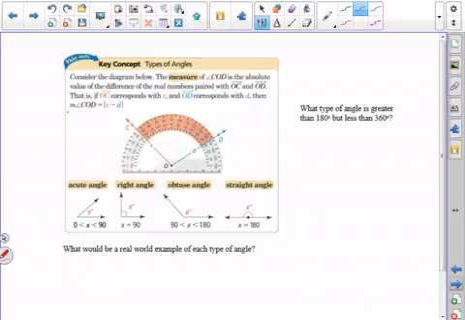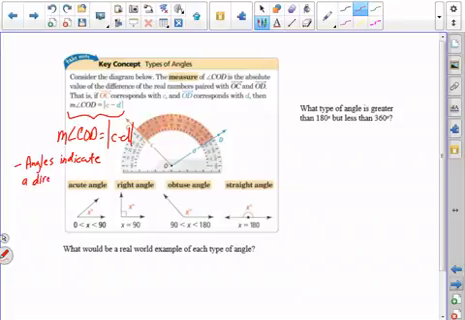Now I want you to pay attention to this bit right here, particularly the equal to part, where it's saying the measurement of angle COD is equal to the absolute value of C minus D. That is pretty much tying back into what we talked about with the ruler postulate with segments. A measurement of an angle in degrees cannot be negative. It's impossible for an angle to have a measurement that is a negative number. Negative angles do exist, but they indicate a direction that something is turning.